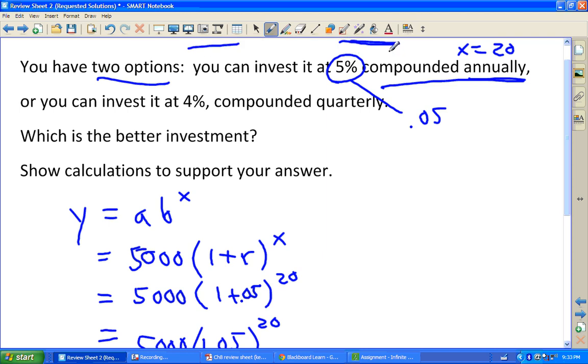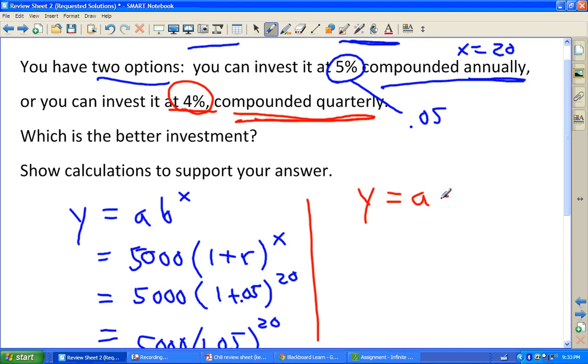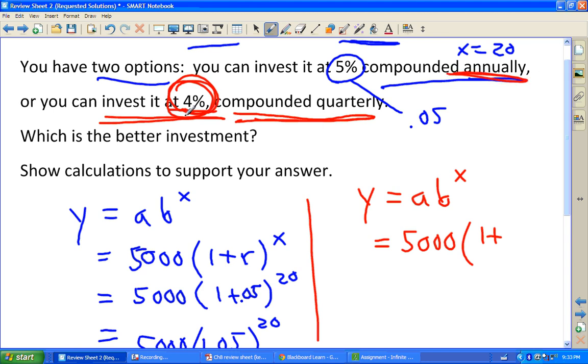Switch to option 2. Okay, 4%. Oh, but it's compounded quarterly. That's an advantage. Smaller rate, but compounded more often over a 20-year period. So again, same formula, y equals a b to the x, but what's different this time is not the original amount, that's the same. The second part is going to be 1 plus, I have to take this interest rate, which is an annual interest rate. All rates given are annual unless stated otherwise.